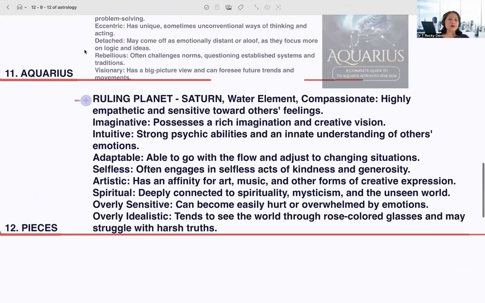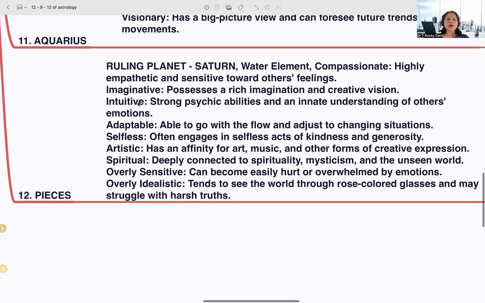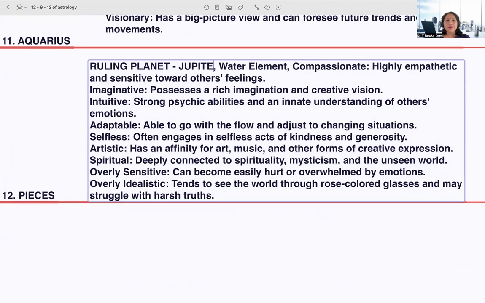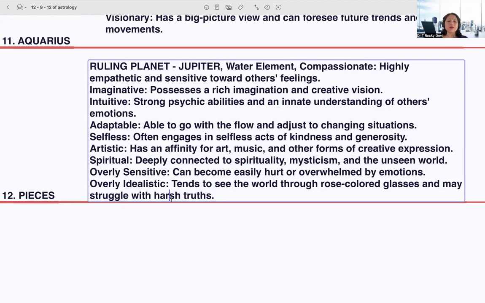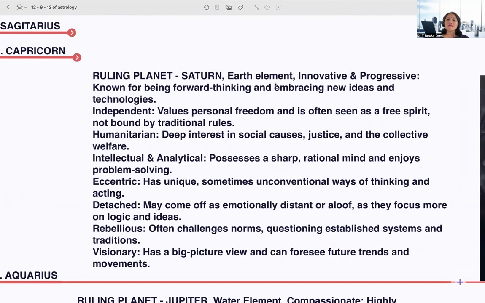So I think I was talking about the Pisces. I'm sorry, what I was talking about is the Pisces. Jupiter is the ruling planet for Pisces, and whatever I was talking about is about the Pisces. And for Aquarius, it is Saturn. They are highly innovative and progressive, known for being forward thinking and embracing new ideas and technologies. And Aquarius are independent, value personal freedom, and are often seen as free spirits. And they are not bound by traditional values.